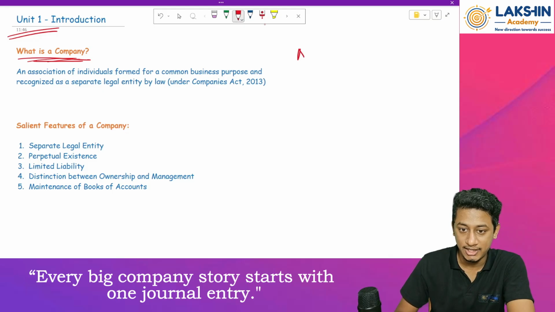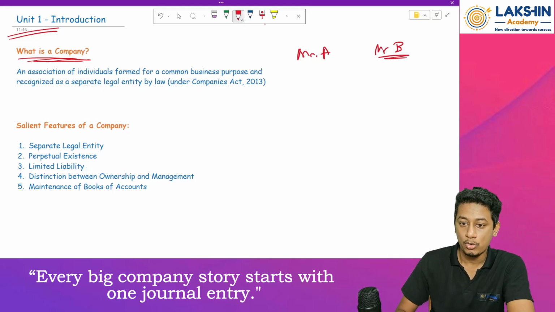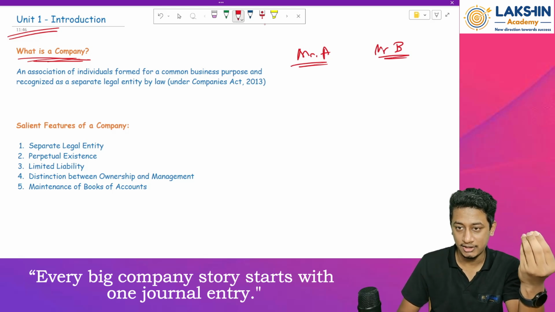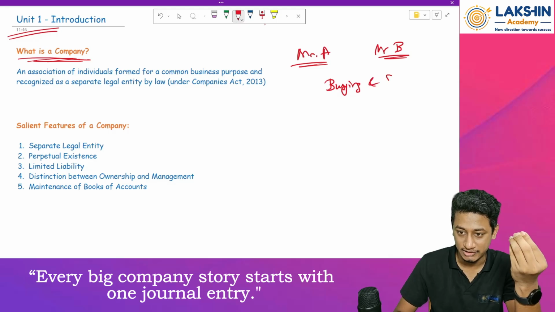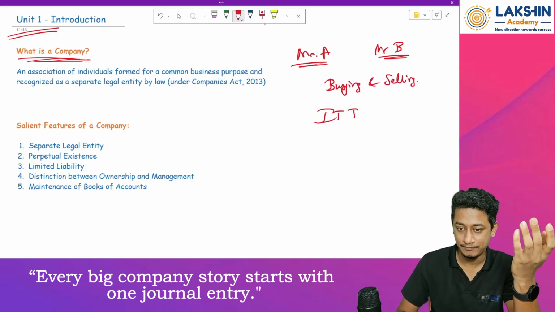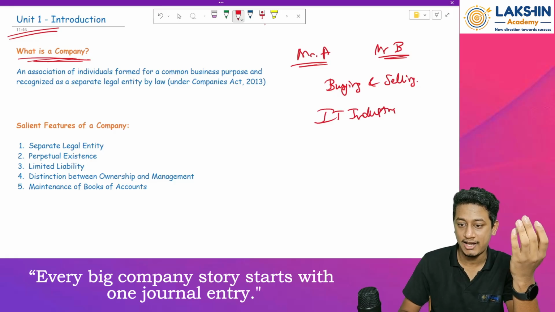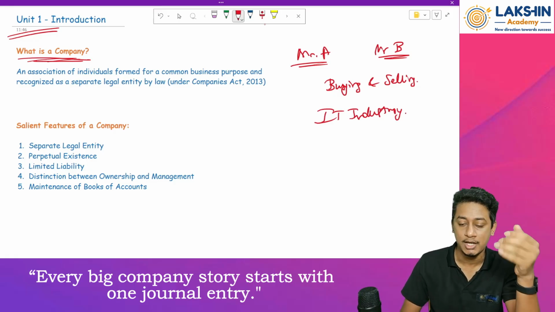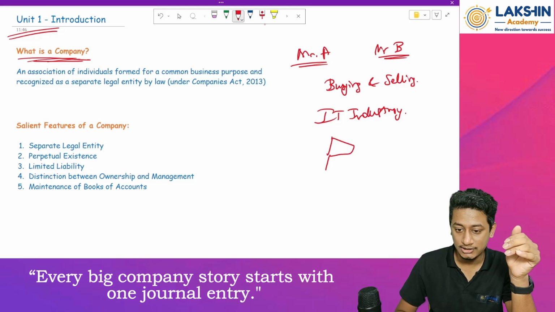So let's say Mr. A and Mr. B are two people who want to start a business of, let's say, what business can we take? Buying and selling of goods. It can be any goods or services. Okay, buying and selling. Let's take the IT industry. I want to start an IT business where I just code and develop apps and websites for whoever wants to get them done. So I open something called a company.